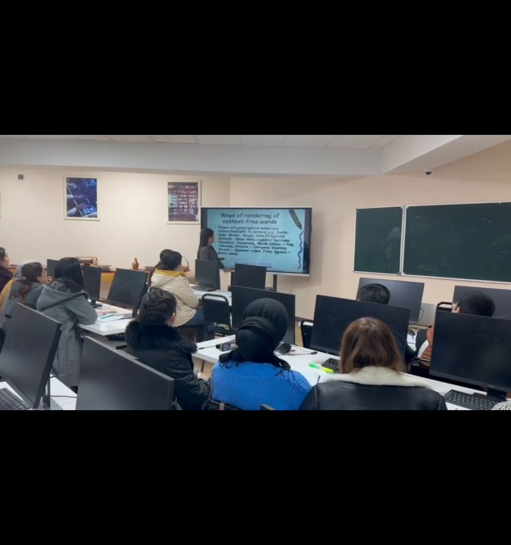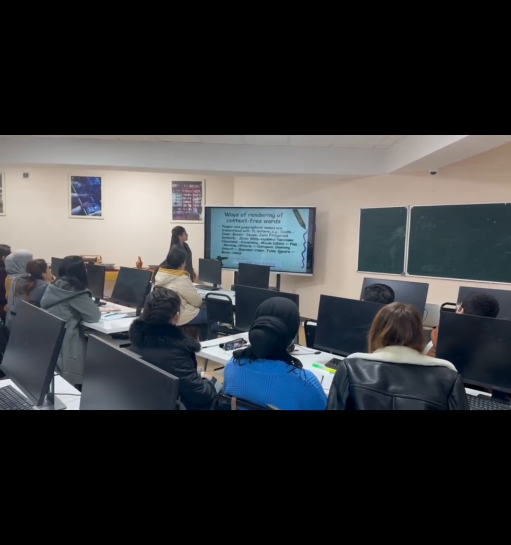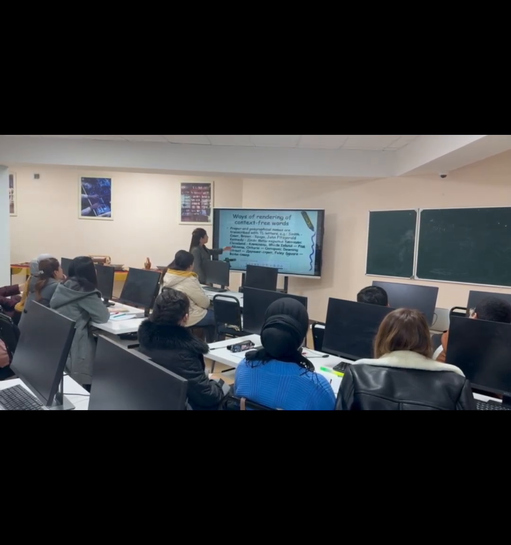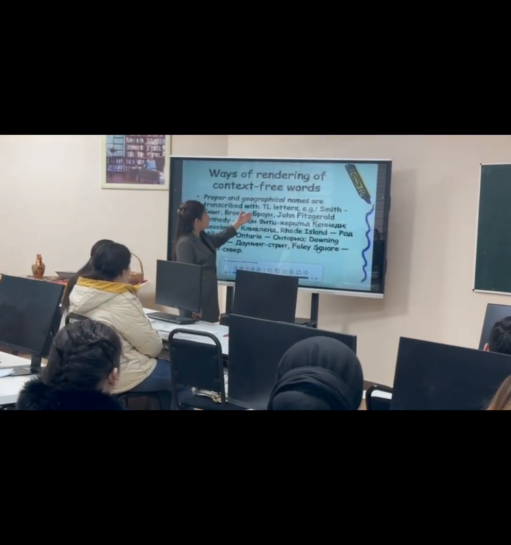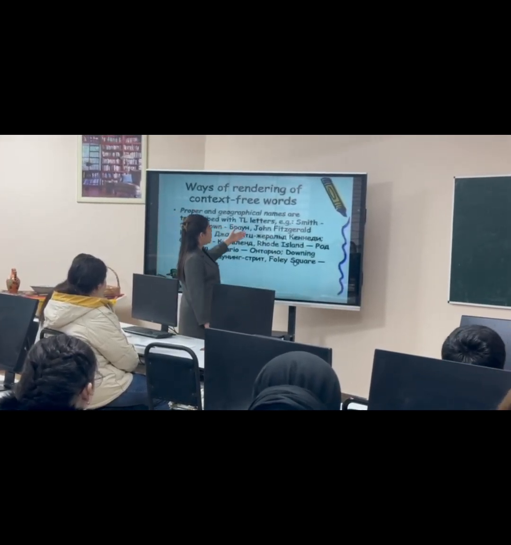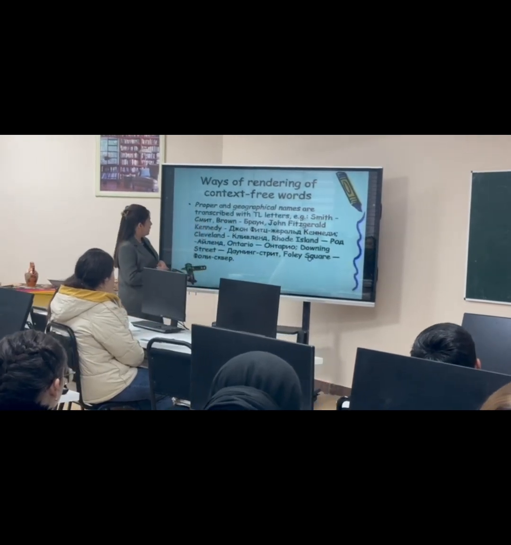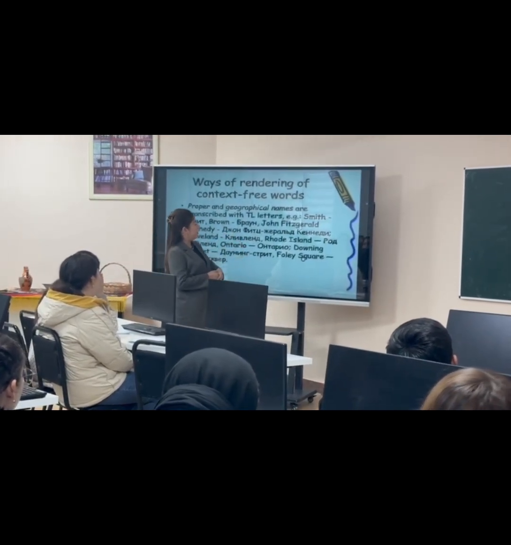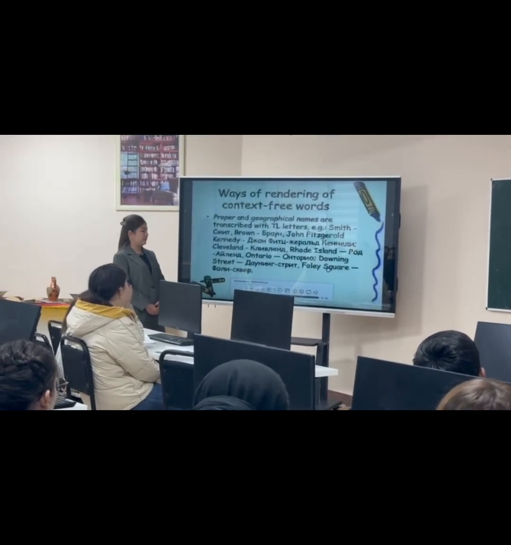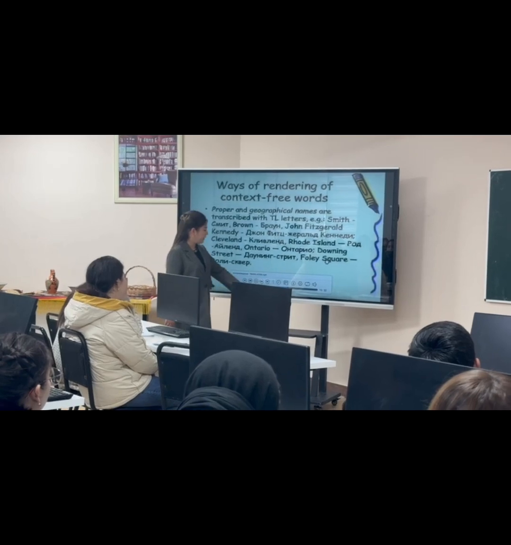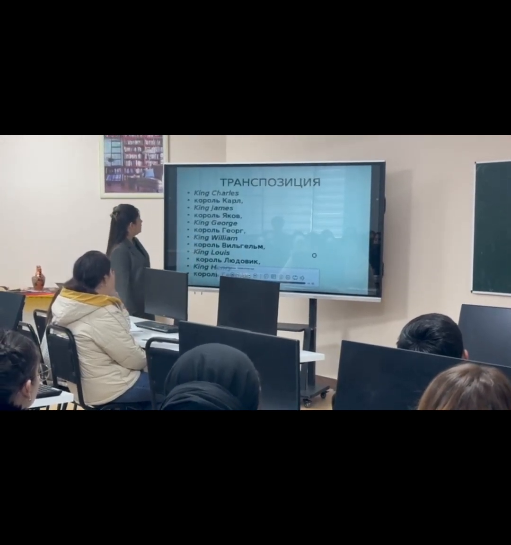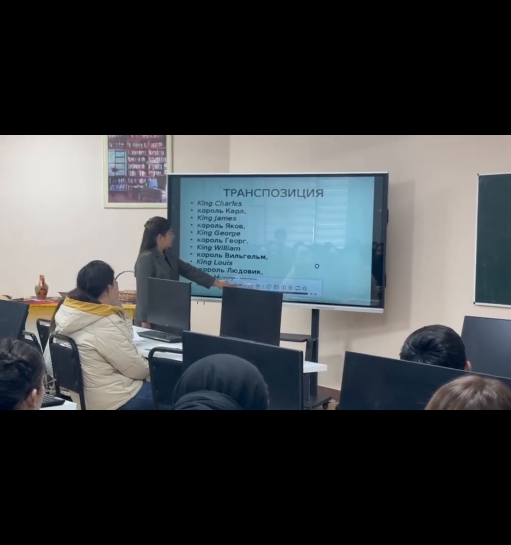So on the screen you see again, ways of rendering of context-free words. Proper geographical names are transcribed with target language letters, for example Smith, Brown, John Fitzgerald Kennedy. And transcription, for example, Downing Street was copied, all the sound, to the target language. What does that mean? Transposition just gives a meaning.